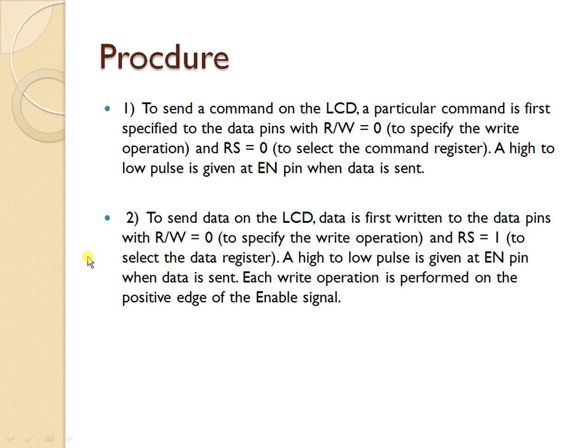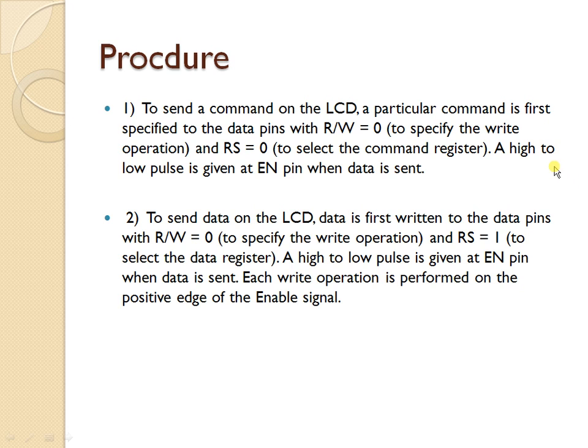Okay, so let us see the procedure. If I want to send a command, what do I have to do? To send a command to the LCD, a particular command is first specified on the data pins with RW equal to 0. Why? Because we are writing some data to the LCD. Now that information is a command, we are treating it as a command. So definitely I have to program RS to 0, which tells the LCD that the incoming information is a command.